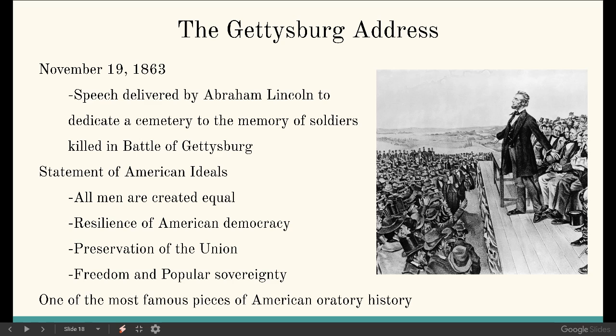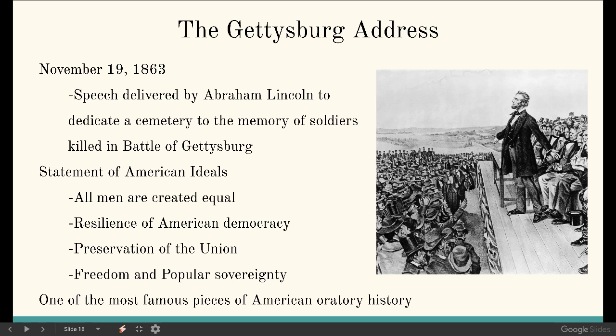Now, out of the Battle of Gettysburg, we get this really famous speech, the Gettysburg Address, which Abraham Lincoln delivers on November 19th, 1863. He delivers this speech to dedicate a cemetery to the memory of the soldiers that were killed in the Battle of Gettysburg. And this speech is really important in American history because it's a statement of a lot of American ideals that needed to be protected during this time of crisis.